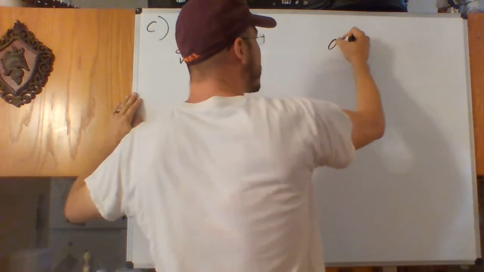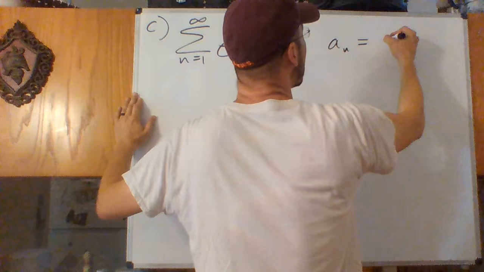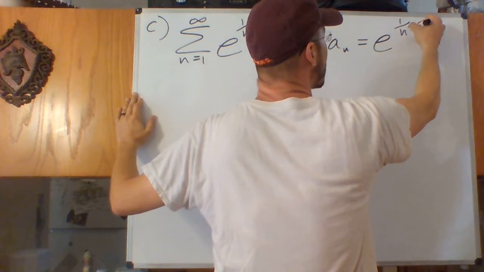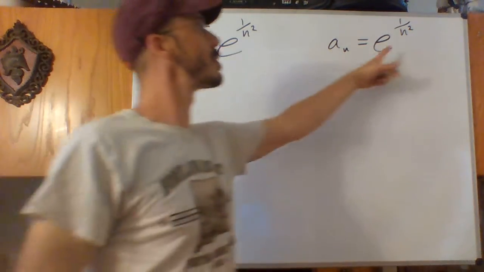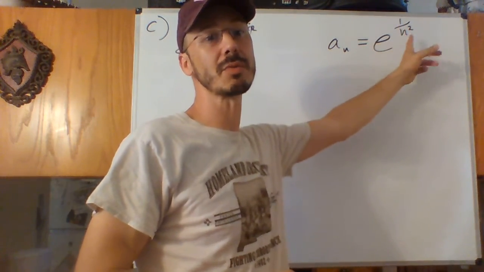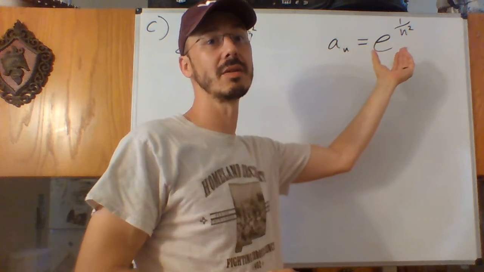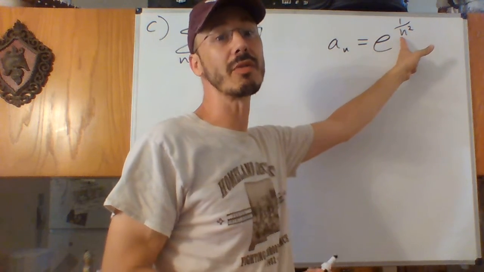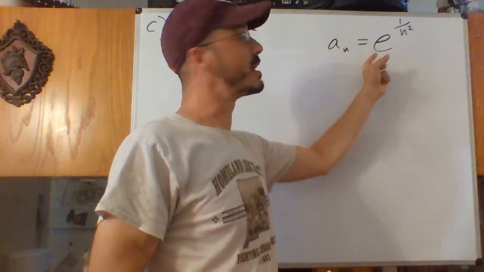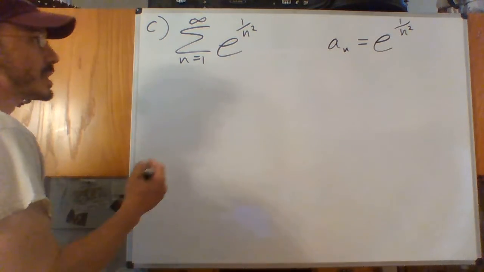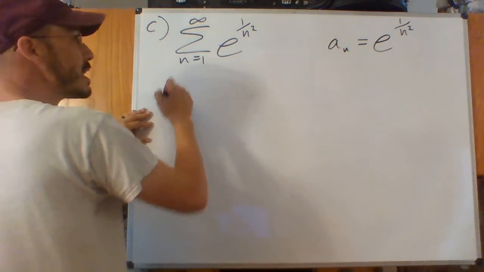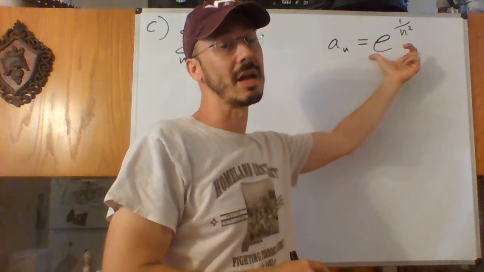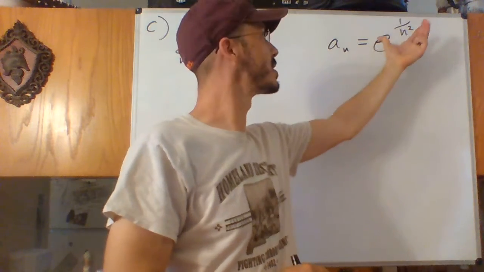So the terms of my series, my a_n, make the sequence e to the 1 over n squared. For n equals 1, of course, I put in 1 there, e to the 1 over 1 squared, or e to the 1. That's just e. For n equals 2, I've got e to the 1 over 4, or e to the 1/4, then e to the 1/9, and so on. What we really need to look at, though, is the limit as n goes to infinity of this.